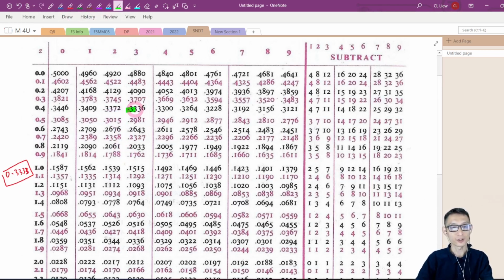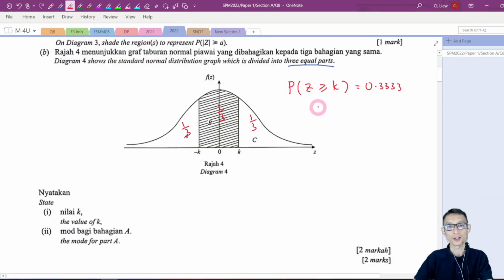Okay, so here, this is the nearest one we need, but this is 0.3336. We need to minus 3. So try to look at here. Do we have 3? No, don't have. So we just choose the one which is nearest. So I will choose 4. So the answer will be 0.431. Okay, k is equal to 0.431. This is the answer for part 1.